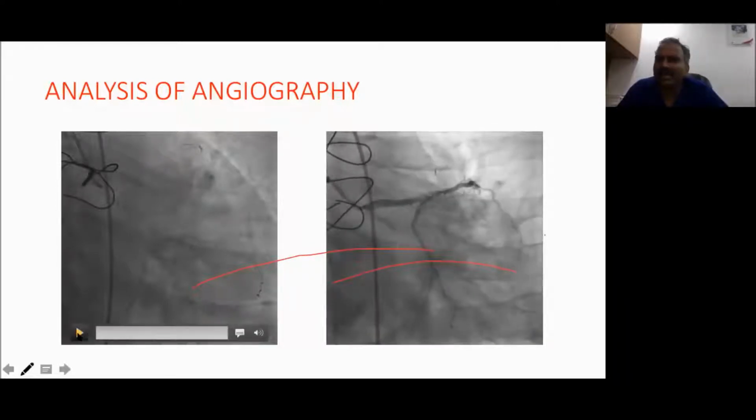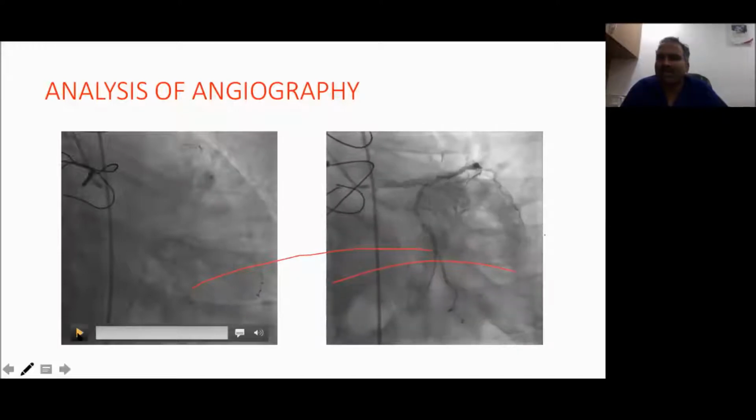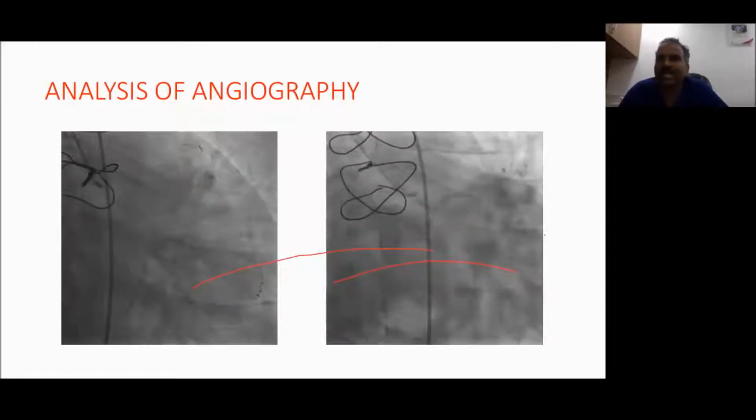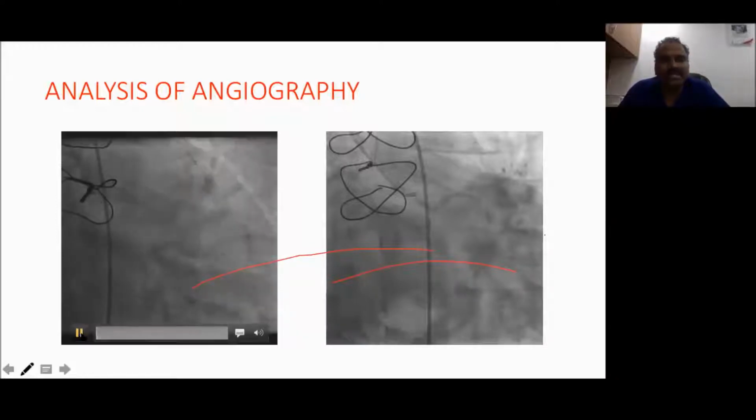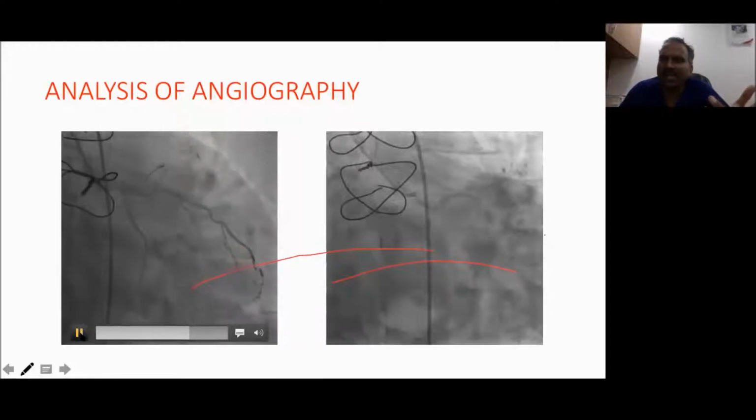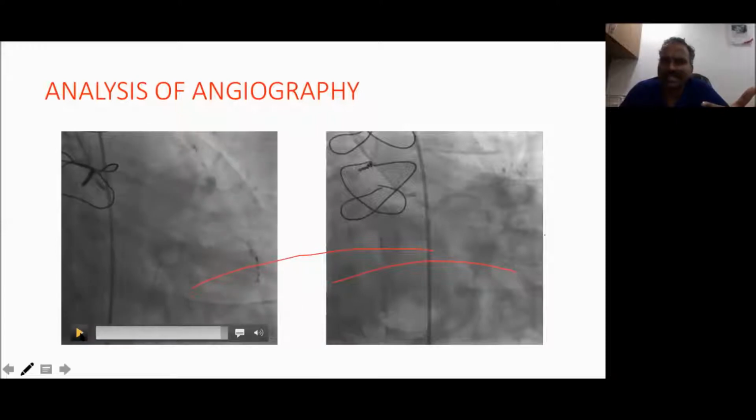This is where we should observe the competitive flow into the native vessel very carefully. Because this is a CTO, a total occlusion, there is no antegrade flow into the LAD, so I can't see competitive flow. So in this case, I can't comment whether the LIMA is patent or not, or the graft to LAD is patent or not. I cannot comment because there is no antegrade flow into the LAD.